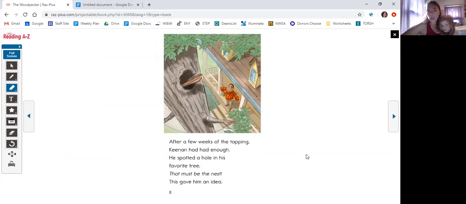What did Kenan think the hole in the tree was? Look at Miss Rossi's highlighter. Here's the hole in the tree. What did Kenan think the hole was in the tree? Pause your video and answer that question now. That's right. In the story I read that Kenan saw a hole in his tree and he said it must be the nest of the woodpecker. So that makes me think that Kenan thinks that the woodpecker lives in the tree. Whoa. Kenan thinks the woodpecker pecked and pecked and made a nest in the tree.